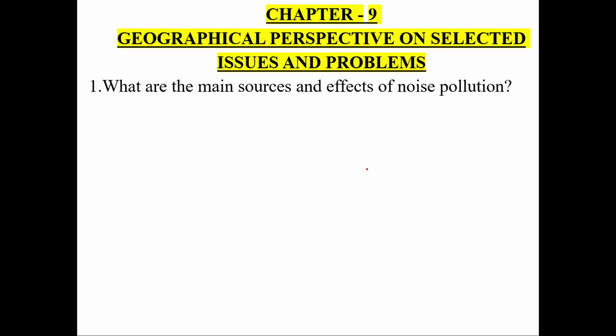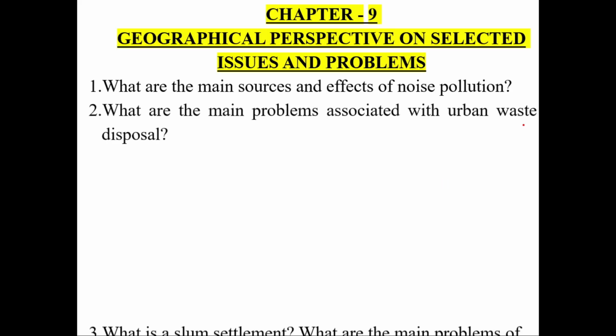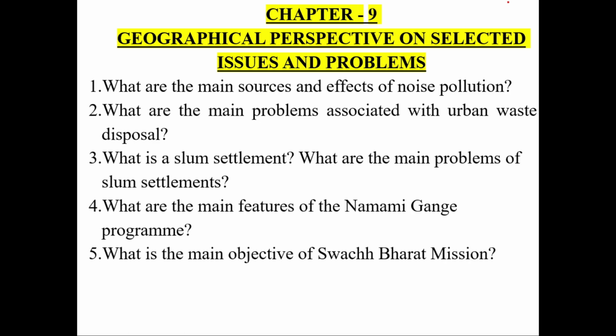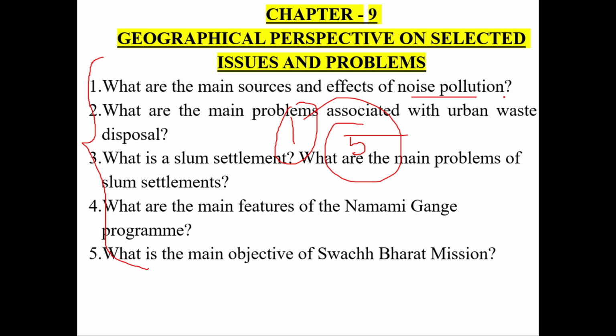And from the last chapter there are a total of 4 or 5 questions. The most important thing is that among these 5 questions, one question, that means a 5 marks question, will come definitely. This is 100% sure. Not only 100%, 99% I can say that from this chapter one question will come. So these are the important questions: water pollution, noise pollution, then slum settlement, then Namami Gange, Swachh Bharat mission, land degradation, and urban waste disposal. So these are the important questions.